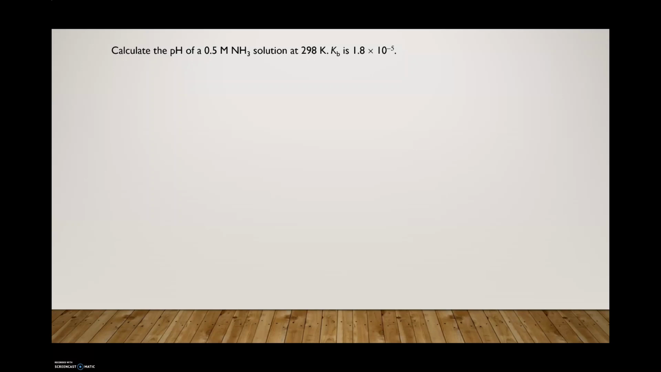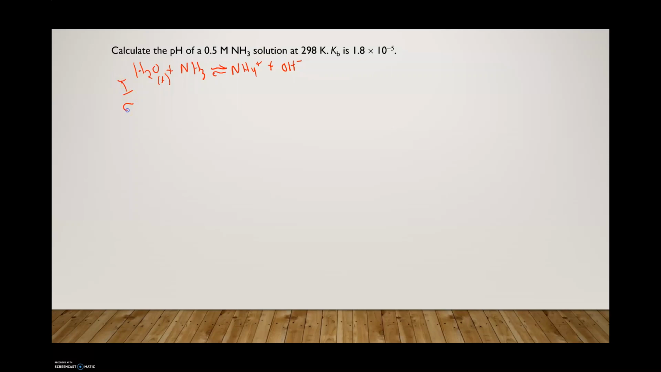So looking at a new problem here. Calculate the pH of a 0.5 molar ammonia solution at 298 Kelvin. Kb is given to you as 1.8 times 10 to the negative 5. To start this problem off, the first thing we're going to do is write the dissociation of NH3. Now remember, for the basic reactions, you have to include water, and this breaks down to form NH4 plus 1 plus hydroxide ions.